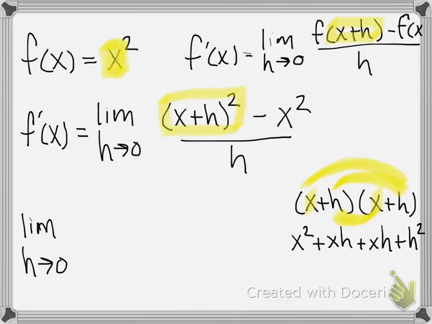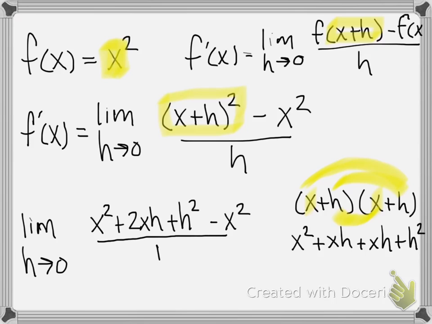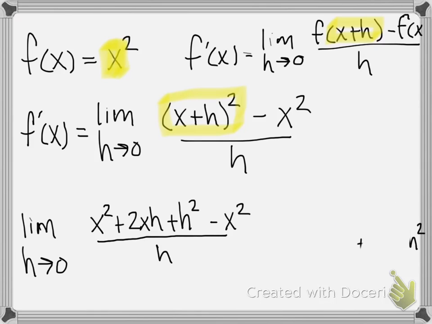But anyway, we are going to end up having our x squared plus 2 xh's plus an h squared minus x squared all over h. And I'll go ahead and take that over to another slide.